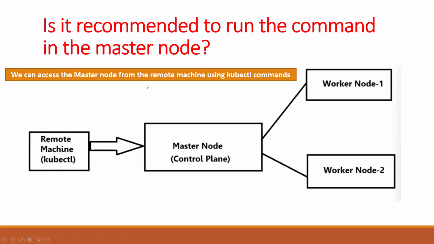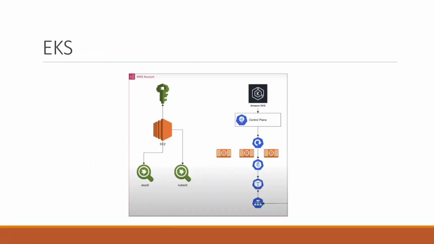Yeah. So we can access the master node from the remote machine using kubectl. Once you connect, you run kubectl, right? The master node will connect and deploy it on the worker nodes. But this is in EKS, from the EC2.